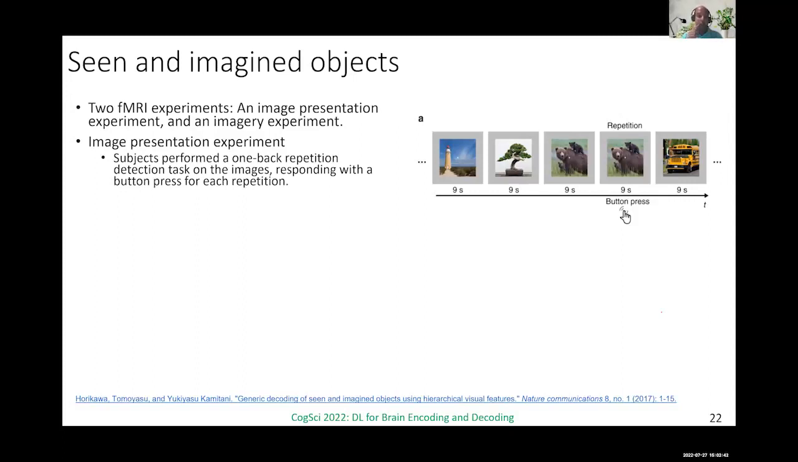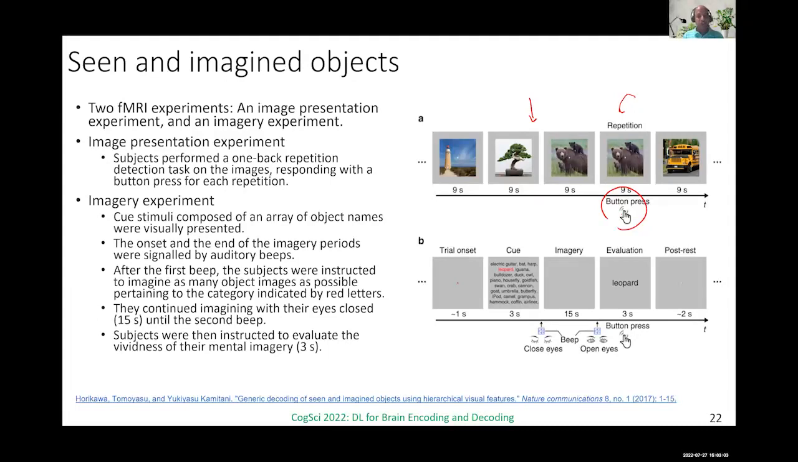So here there are two kinds of experiments. So fMRI data collected for 2 kinds of experiments, a presentation experiment and an imagery experiment. In the presentation experiment, subjects were presented the images as you see them here, and then they were asked to flag repetition. So if there's a repetition, the subject is supposed to press a button, and essentially they are given, for everything, 9 seconds each.